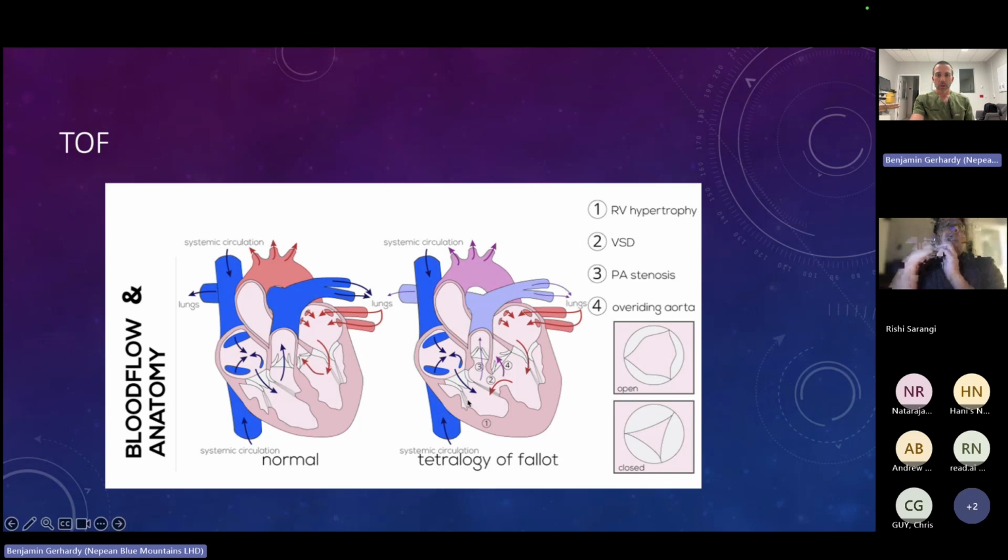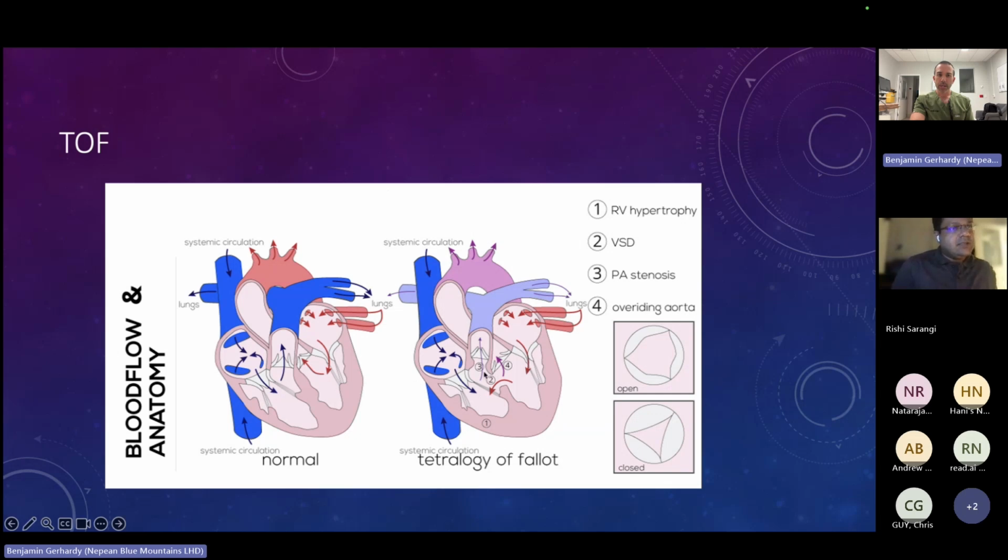Big RV, which is a consequence of everything else, really. VSD, nice one, the blood's coming in through here. Stenotic pulmonary artery, and then the overriding aorta. And the overriding aorta is, as you were describing before, Rishi, it lets blood come between that and the RV, the VSD, it lets blood come up and out from both ventricles.